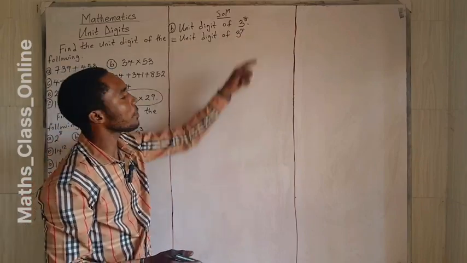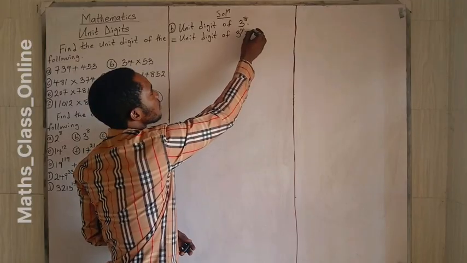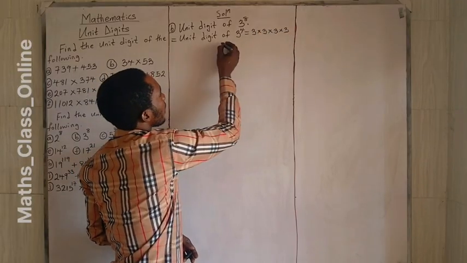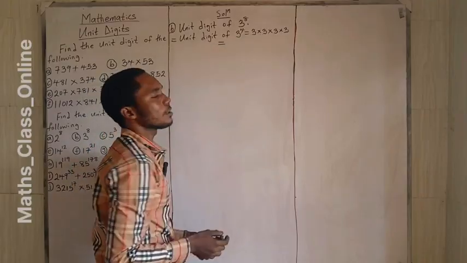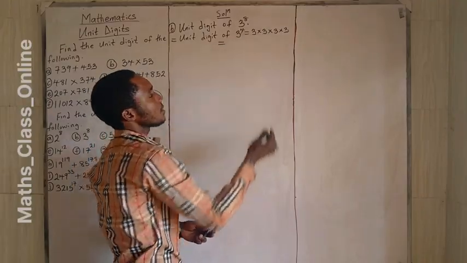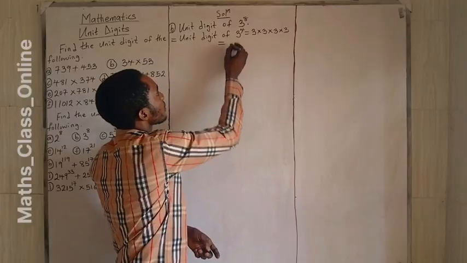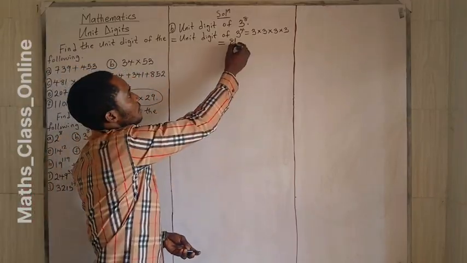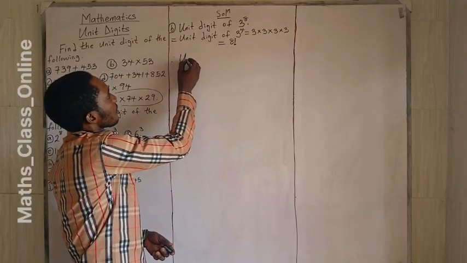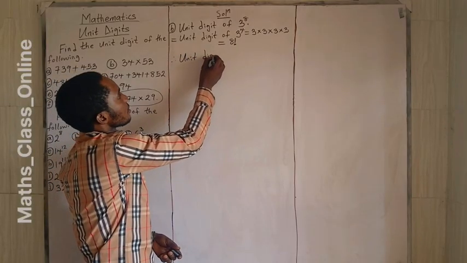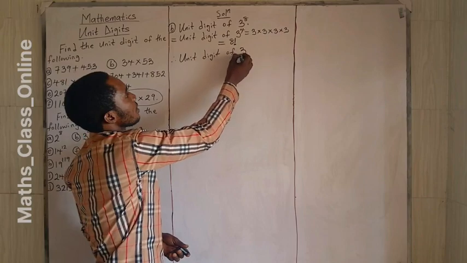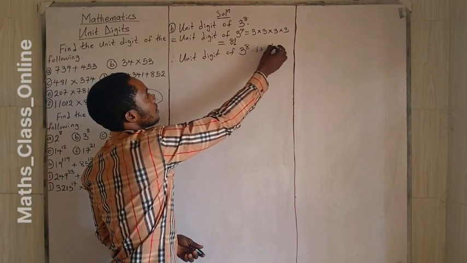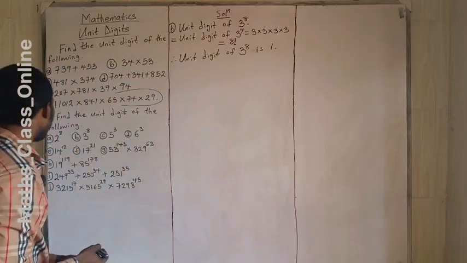Now, what is 3 raised to the power of 4? 3 times 3 times 3 times 3. And that is 3 times 3, 9. 9 times 3, 27. 27 times 3, that is 81. What is the unit digit of 81? That is 1. This implies that the unit digit of 3 raised to the power of 8 is 1. Example 3.